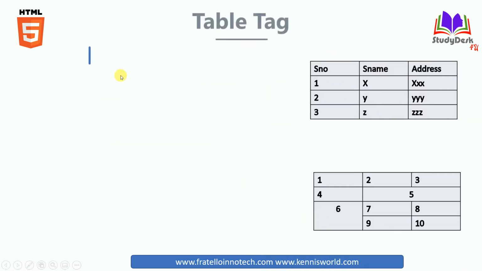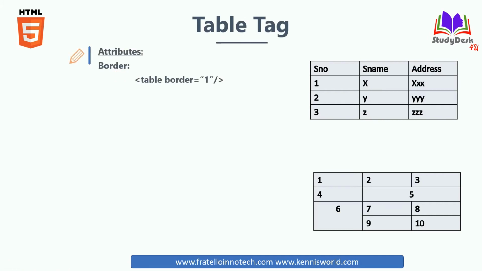Now let's see the attributes which are associated with this table tag. The first one is border. We can use this border attribute of the table tag to specify a border. So if you want to specify a border for a table, we can use this border and the thickness.